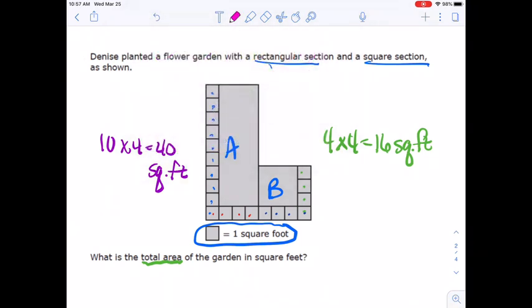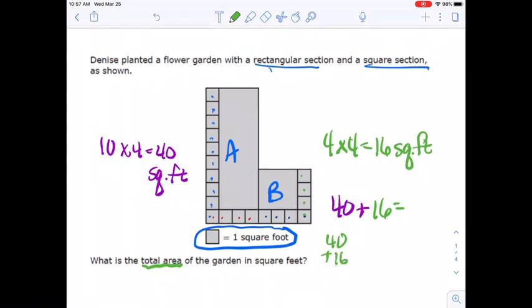Well, to find the total area, we need to combine the area of section A of the garden and the area of section B of the garden. So area of section A was 40 square feet. Area of section B of the garden was 16 square feet. And if I add those two together, 40 plus 16, I get 56 square feet. So my total area of the garden in square feet is 56 square feet.